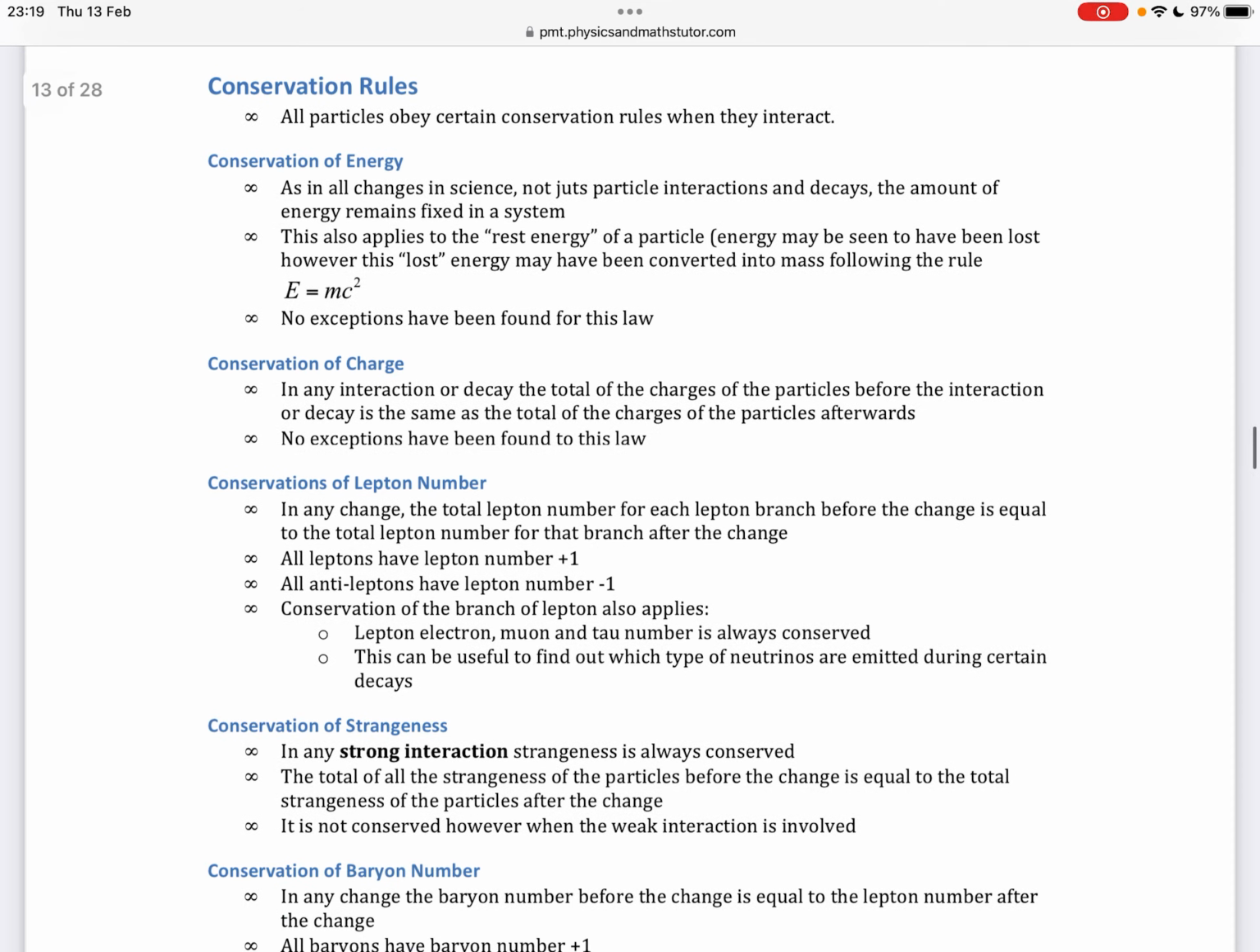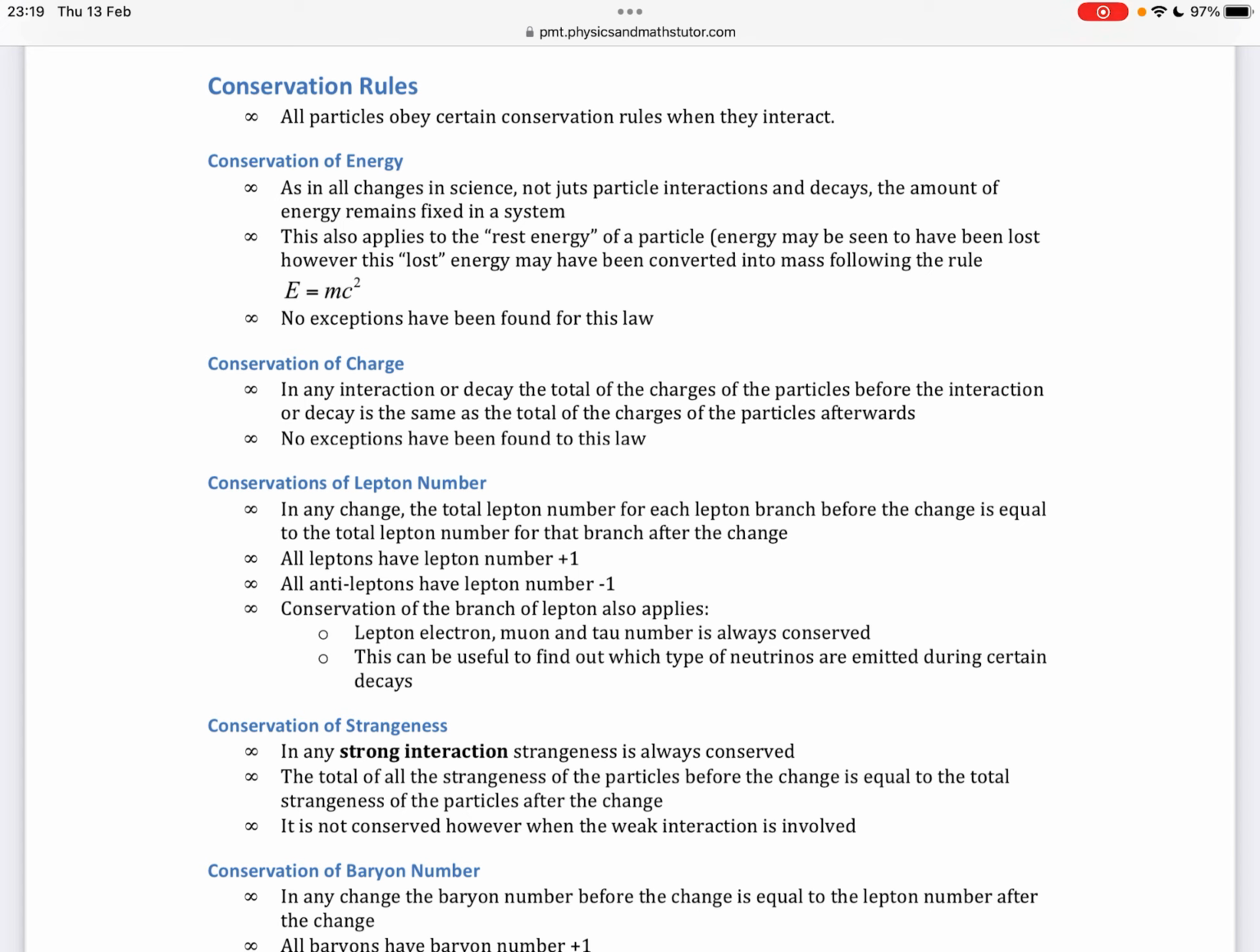The conservation of charge: in any interaction or decay, the total charge of the particles before the interaction or decay is the same as the total charge of the particles afterwards. Same as energy, which can never be created nor destroyed, but rather transferred. In is equal to out. No exceptions have been found to this law either.